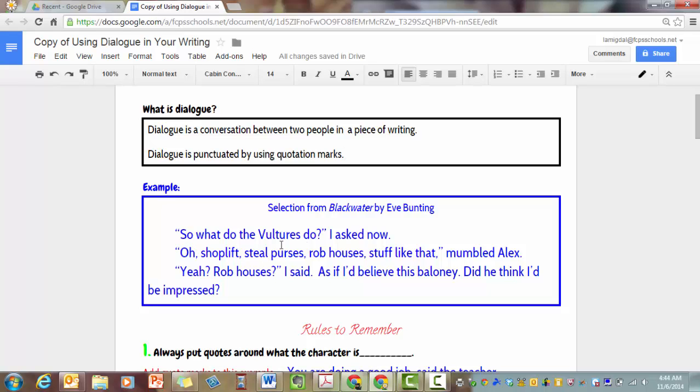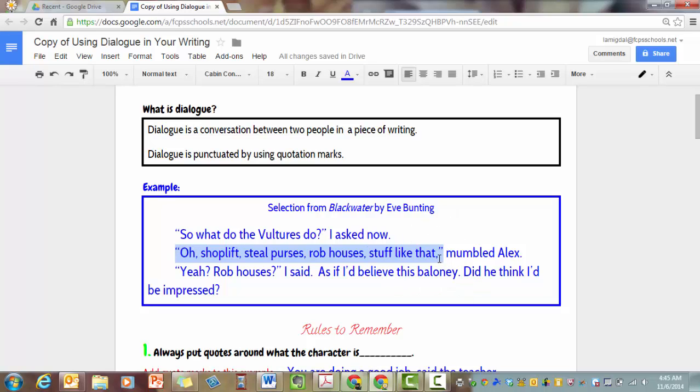Okay, so we have two characters talking. We have I, and we have Alex. And when a character is talking, when the character I is talking, his name is actually Brody, you notice that there are quotation marks around his exact words, and then there's something called an identifier, the person's name and a talking word. Now here's Alex talking. Here are Alex's direct words. There are quotation marks around exactly what he said: "Oh, shoplift, steal purses, rob houses, stuff like that."